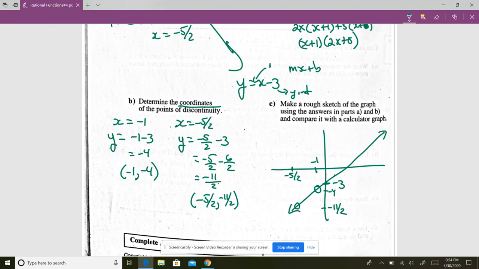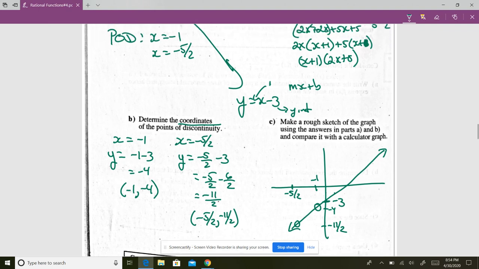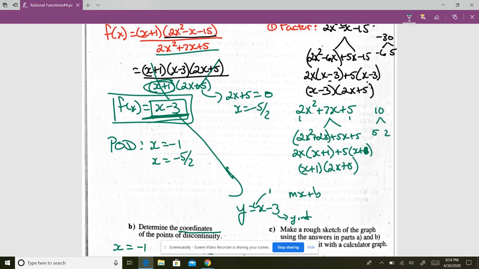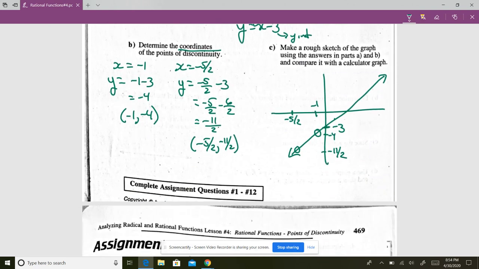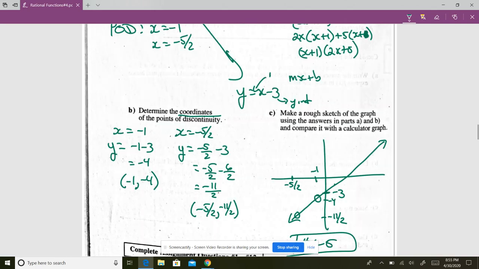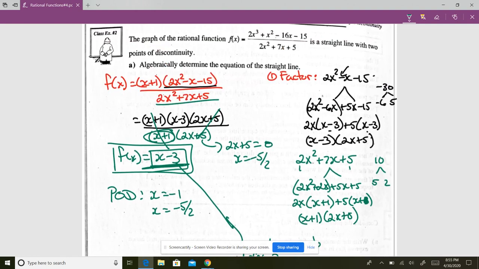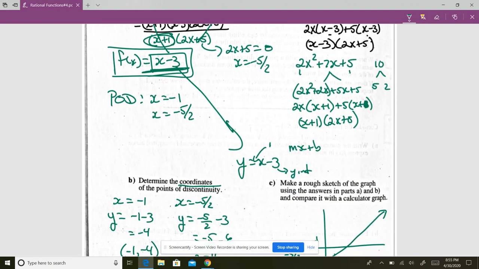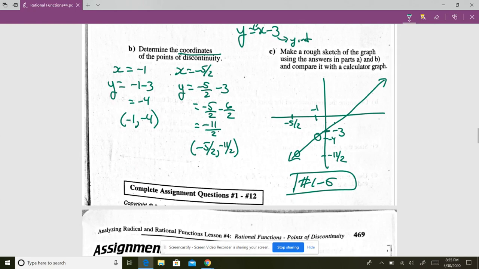So the thing is here, you can have more than one point of discontinuity. You can have an infinite number. It's just whatever factors cancel, that is the point of discontinuity. All right, the questions I want you to do, questions numbers 1 to 5, basically you're going to do what we did here. You're going to factor everything and sketch the graph.